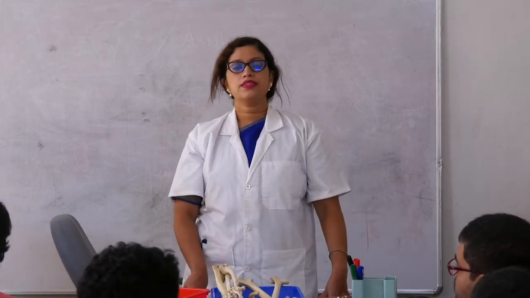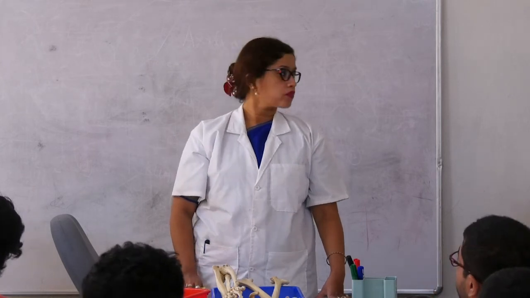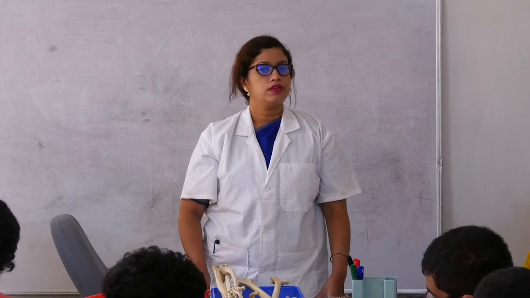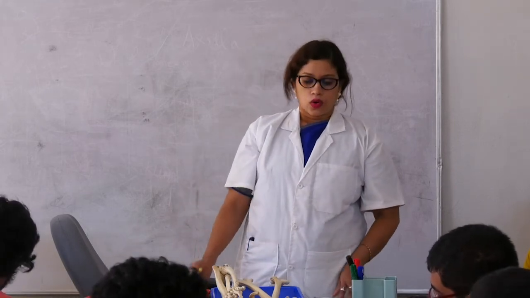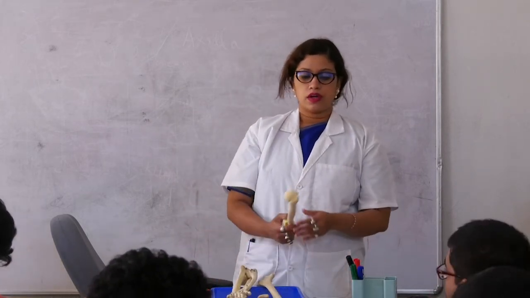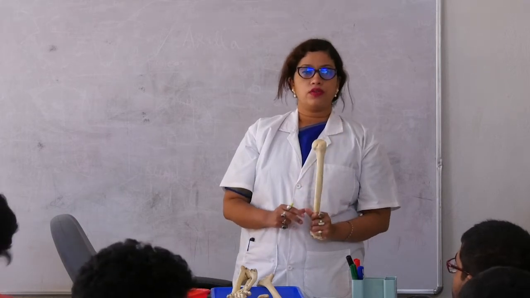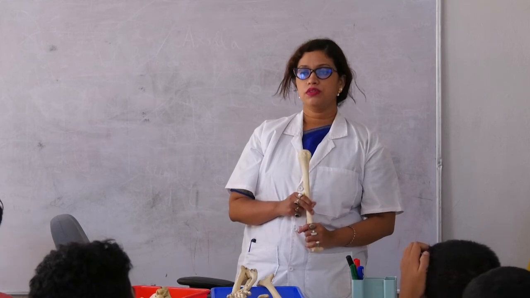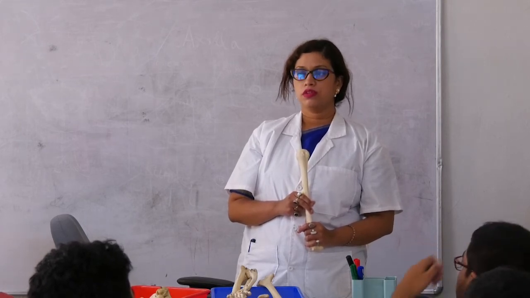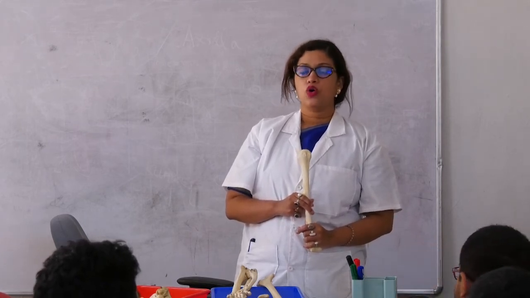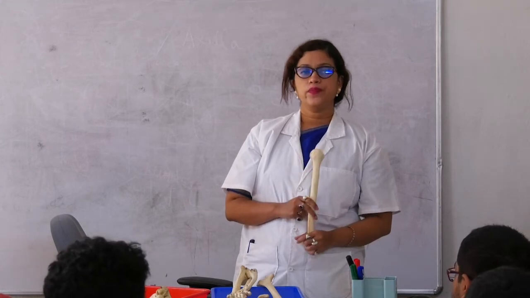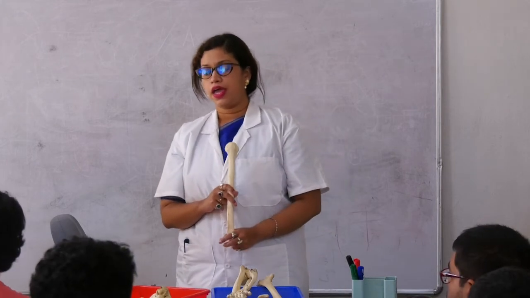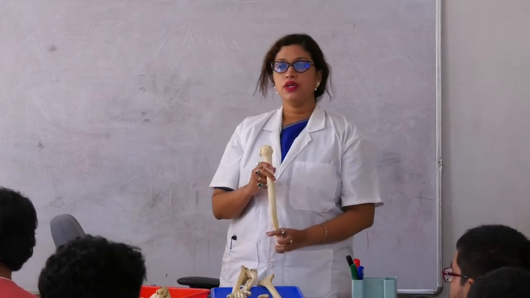The next one is non-union. What is the difference between non-union and non-union? কখন non-union দেখা যায়? Which age? After the age of 60. Okay, after the age of 60.